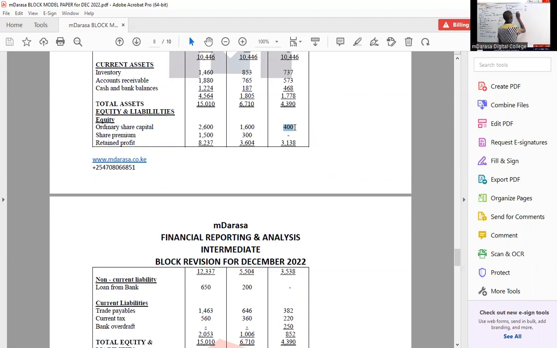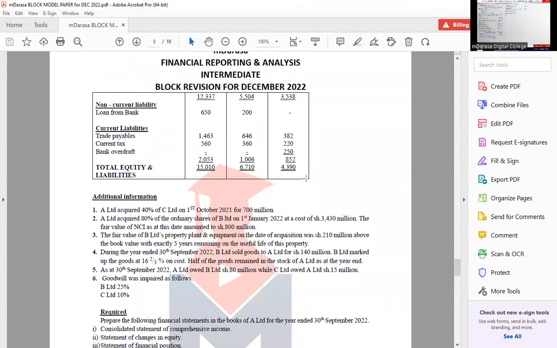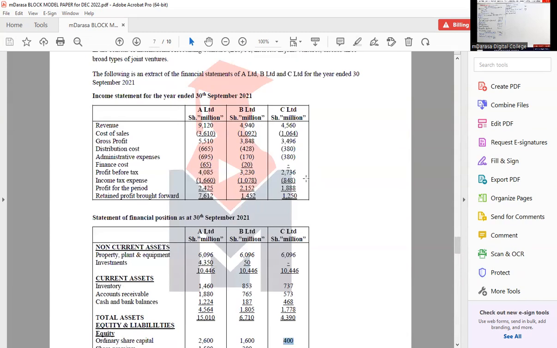We didn't have share premium. What about post-acquisition profit? When were we acquiring our associate? You can clearly see that we are acquiring our associate on 1st October. That is, of course, when our financial year was starting. So simply here, try to identify if you had any profit brought forward. Retained profit brought forward, I was given a figure of 250 for associate. So I'll be having 1250 times 40%. That should give us how much? 1250 by 40%. I'm having 500.